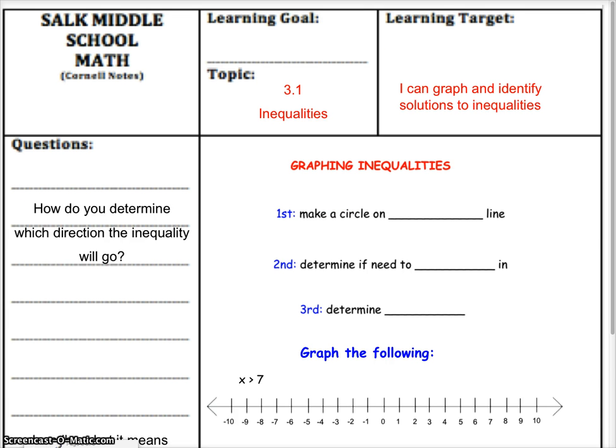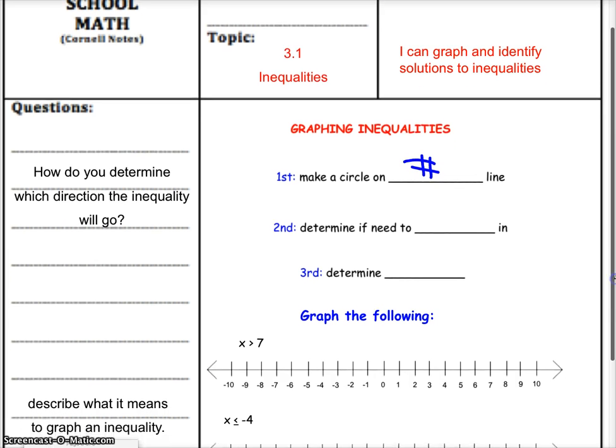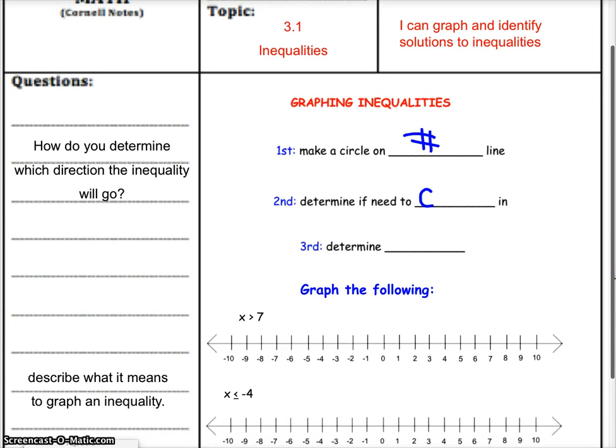I'm making it seem all fancy, but it's actually a really quick process, I promise you. So here's the algorithm, the steps on how you graph an inequality. You make a circle on the number line. That's the first thing you do. And then you say to yourself, do I need to color it in? That's the second thing you do. Make a circle, color it in if you need to. And then I determine direction. Am I going left or am I going right?